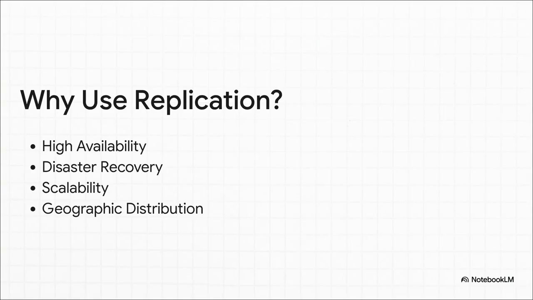Really, replication gives your application 4 superpowers. You get high availability, which is just another way of saying constant uptime. You get disaster recovery for protecting your data. You get scalability to handle huge amounts of traffic. And you get geographic distribution for lightning-fast speed.